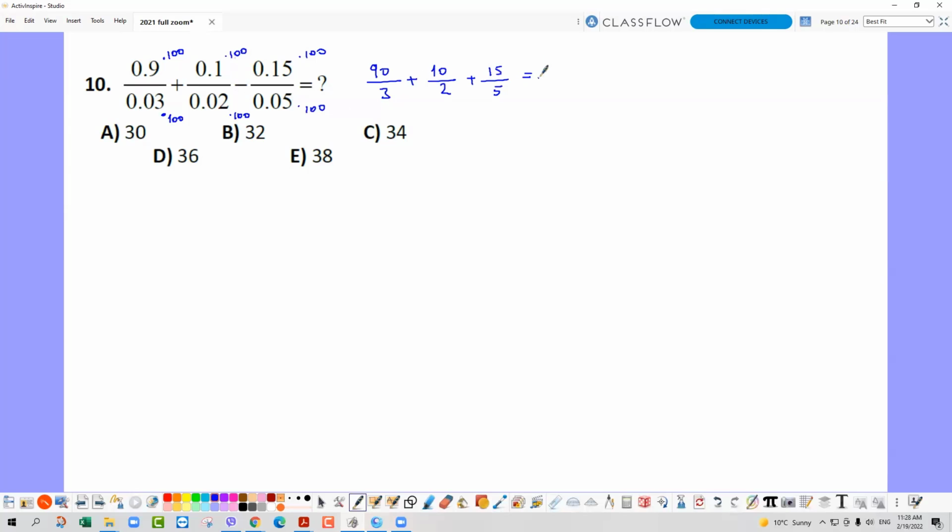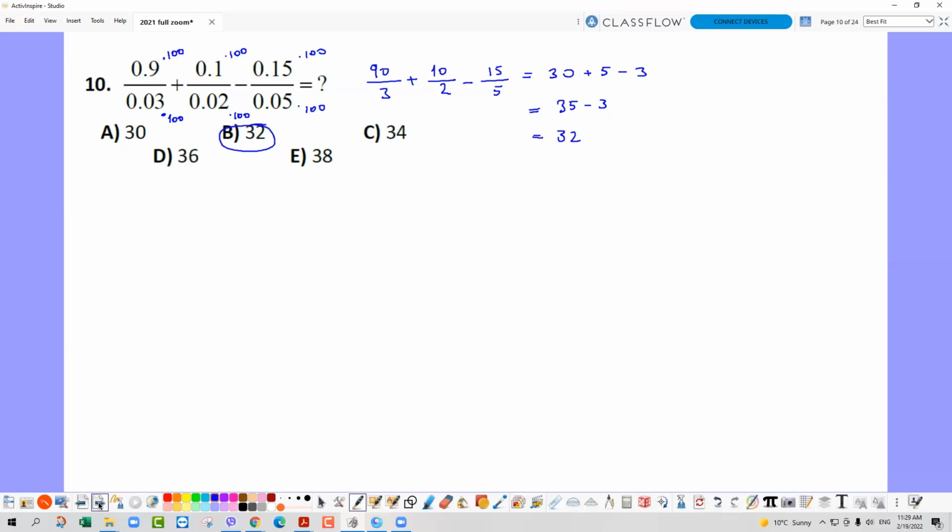So 90 over 3 is equal to 30. 10 over 2, I made a mistake here. This is subtraction. 10 over 2 is equal to 5. So 30 plus 5 is equal to 35, and minus 3, which is 35 minus 3, is equal to 32. So the answer is B.